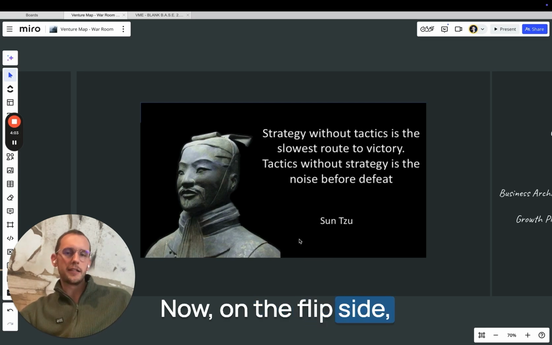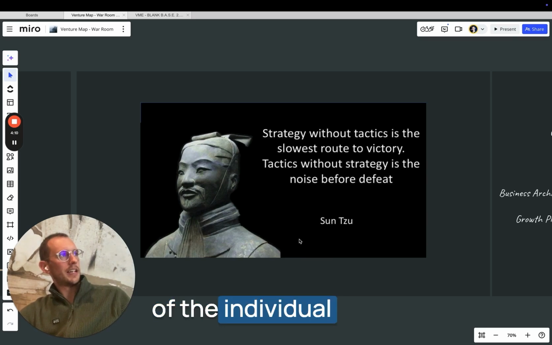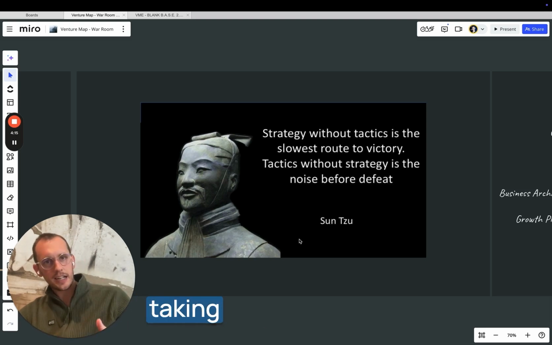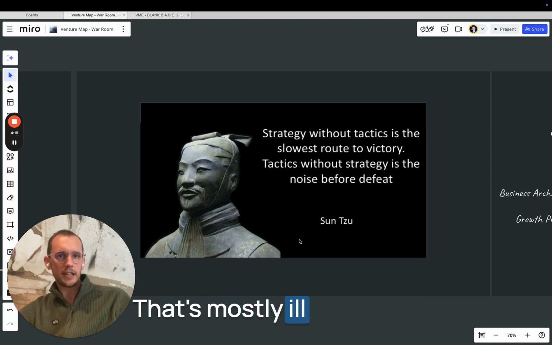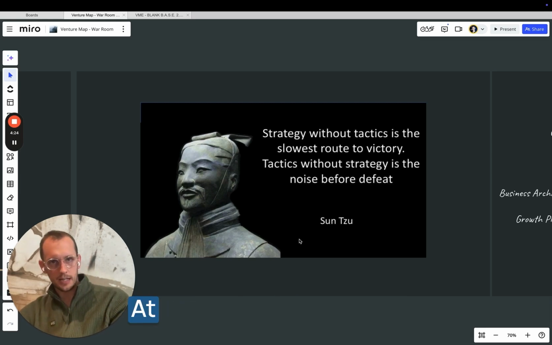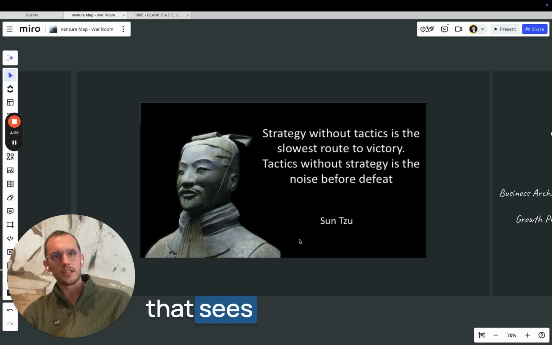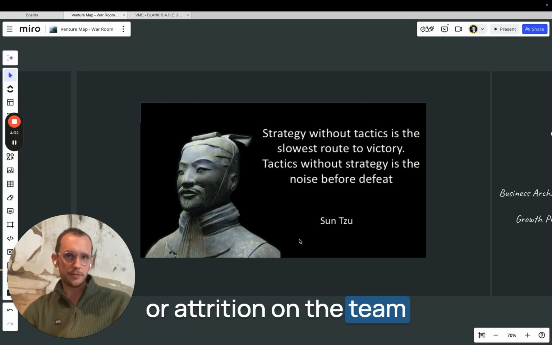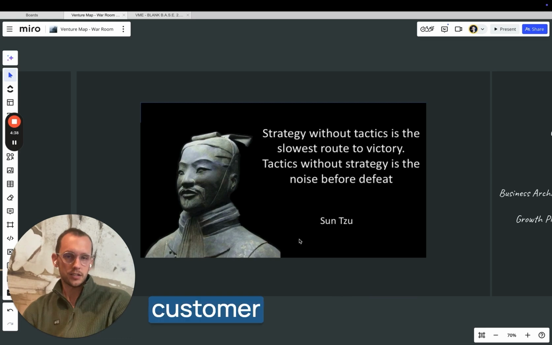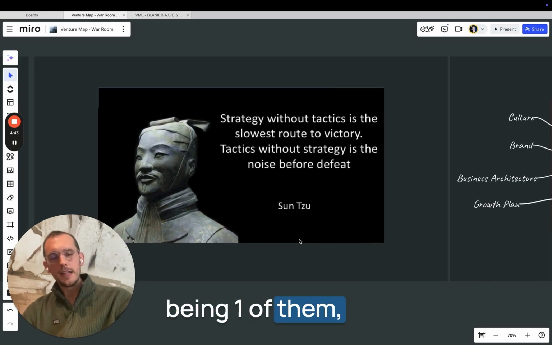Now, on the flip side, you see the caricature of the Tasmanian devil, of the individual who's on the path towards the inevitable burnout. This is the person who is taking action nonstop. That's mostly ill-informed. They don't really have much of a strategy defined, if at all. It happens in a moment's notice, and there's neural synapses, and then they execute. This is the kind of person that sees a lot of churn or attrition on the team side when they do bring on employees, but also a lot of churn on the customer side as well, because of a number of reasons, inconsistency in the customer experience being one of them.